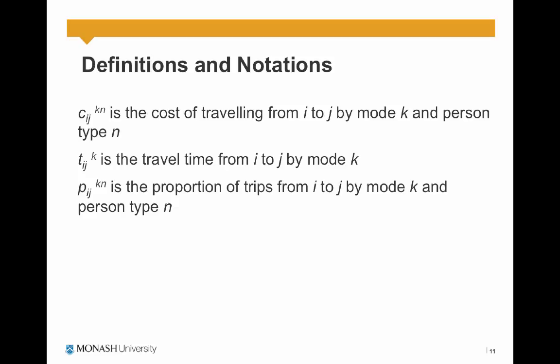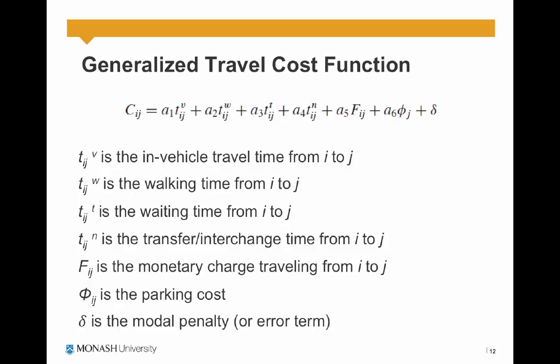Pijkn is the proportion of trips from I to J by mode K and person type N. There's also this notion of generalized travel cost function in a travel demand modeling framework, which we will go over now. Generalized travel cost function is a function that replaces travel time.